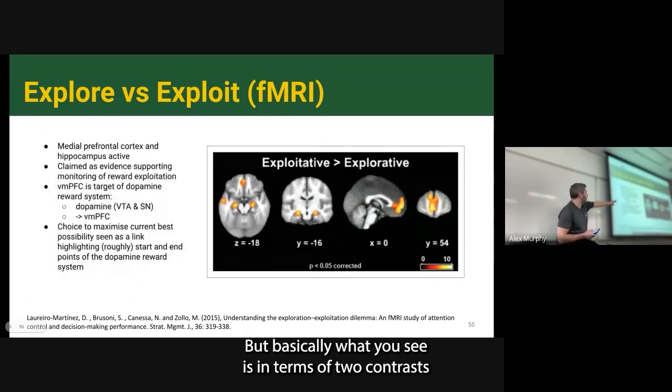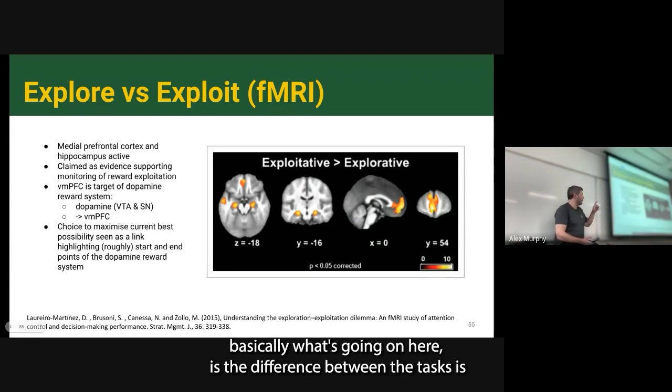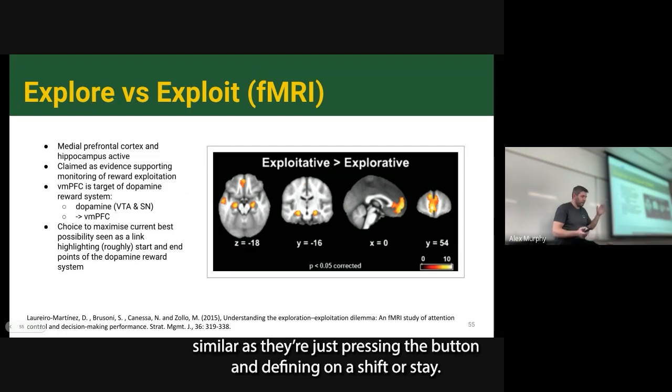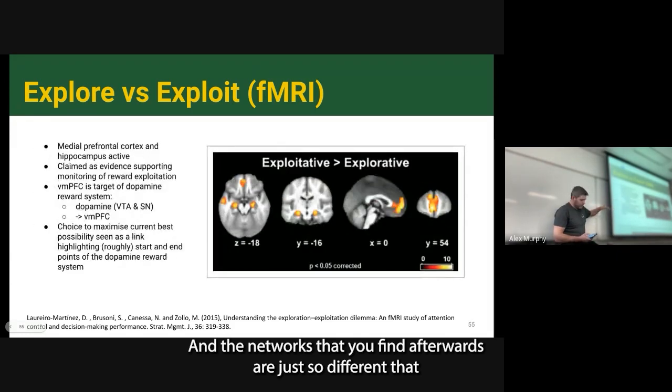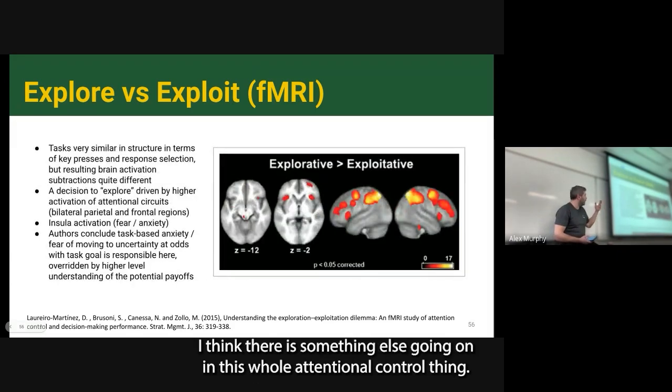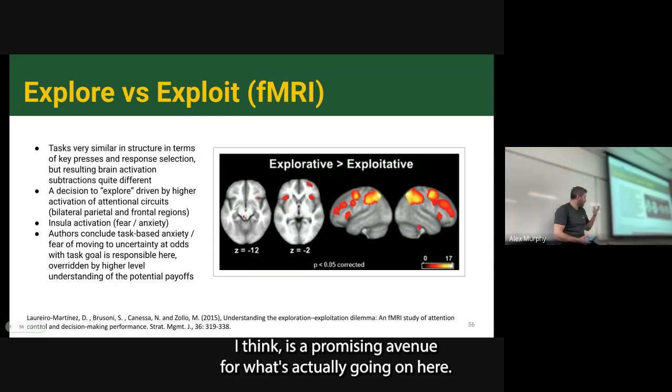But basically what you can see is in terms of the 2 contrasts. What's going on here is that the difference between the tasks is so similar. They're just pressing the button and deciding on a shift or a stay. And the networks that you find afterwards are just so different that I think there is something else going on. And this whole attentional control thing, I think, is a promising avenue for what's actually going on here.